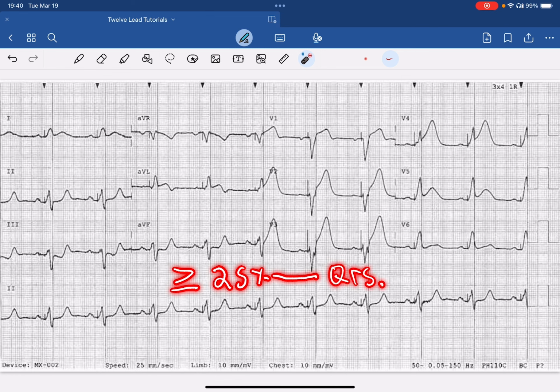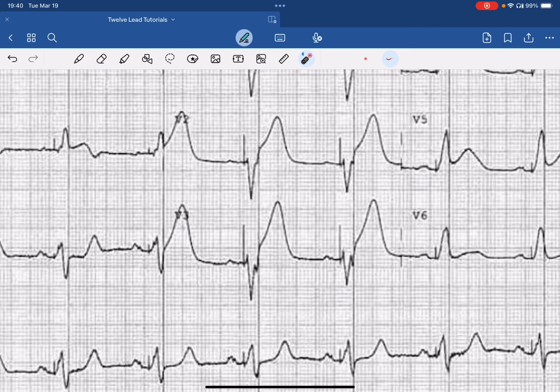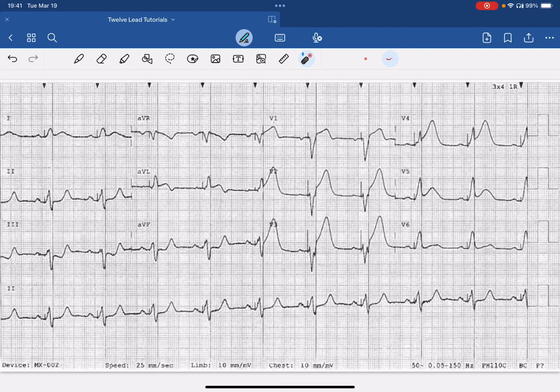If we take a look at some of these complexes, we can pretty quickly see that it is in fact positive for the third criteria, in that we have an ST segment elevation, this stuff right here, which is very clearly 25% or greater than the QRS complex below it. So this patient has an MI until proven otherwise. They have both Sgarbossa 1 and Sgarbossa 3 criteria.